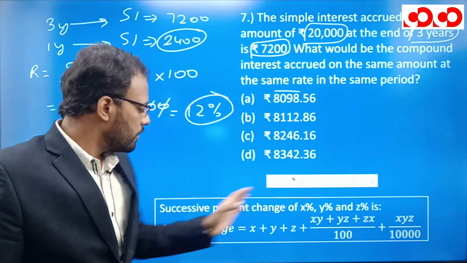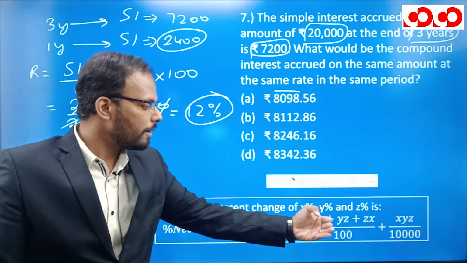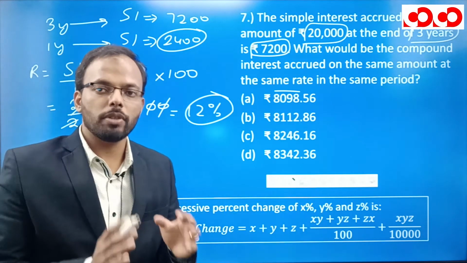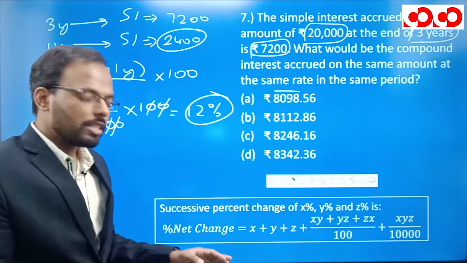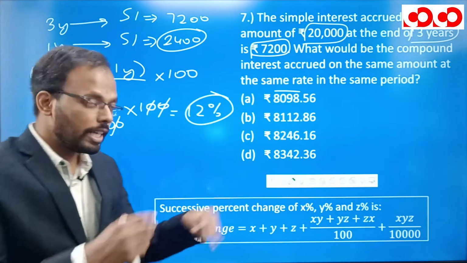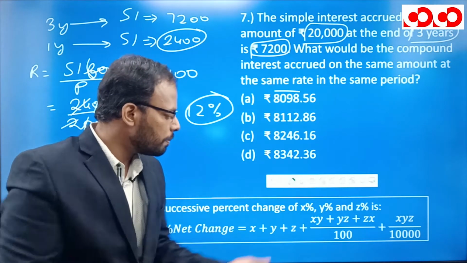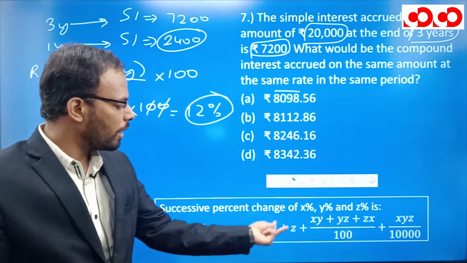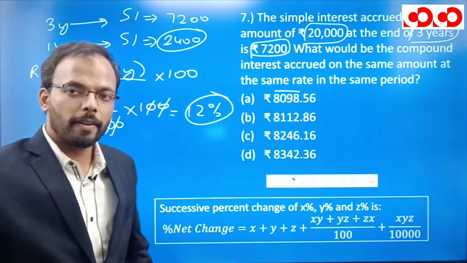We know that the successive percentage change of x percent and again y percent and z percent, 3 times, if you are increasing some amount successively by x percent, again y percent and z percent, it comes out to be x plus y plus z plus (xy plus yz plus zx) divided by 100 plus xyz by 10,000.